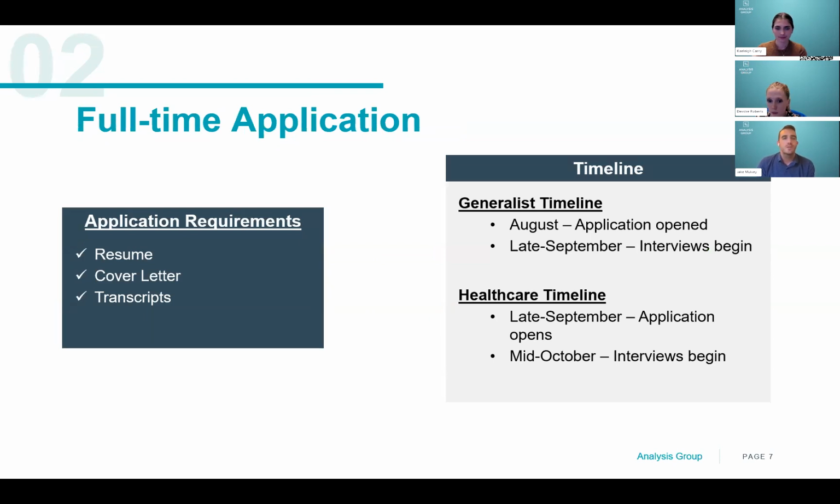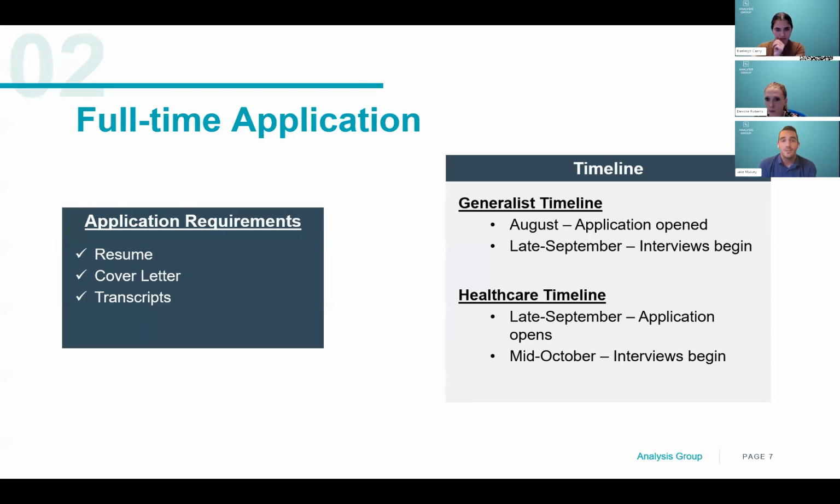All right, next we want to go into a little bit more detail on the full-time application and then the summer analyst application and highlight the differences between the two. So for the full-time application, you're going to see our application requirements here. You'll notice that we do require a resume, a cover letter, which we'll get into in a little bit more detail in a few slides. And then we do require transcripts as well. We're looking for your unofficial transcript.